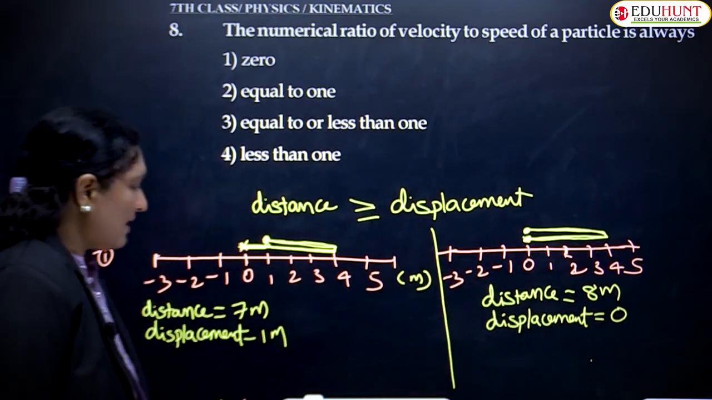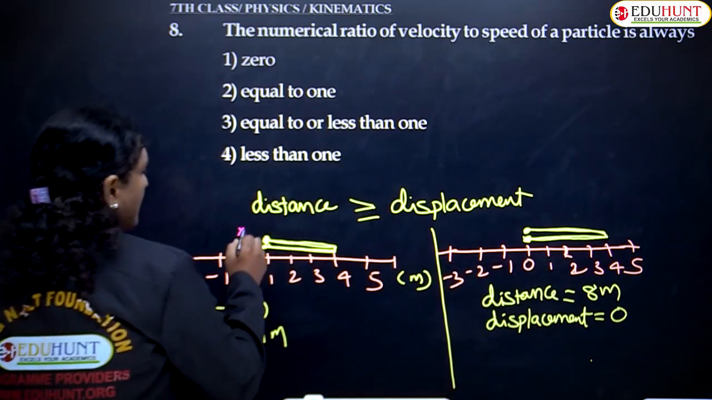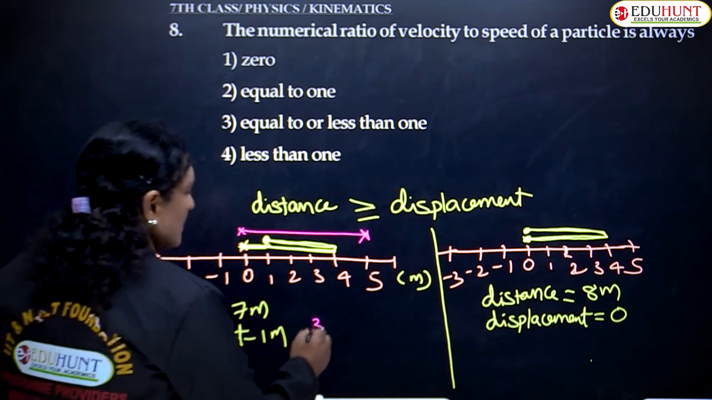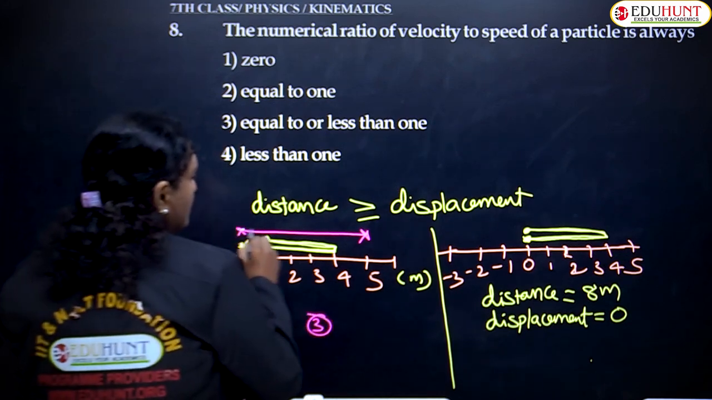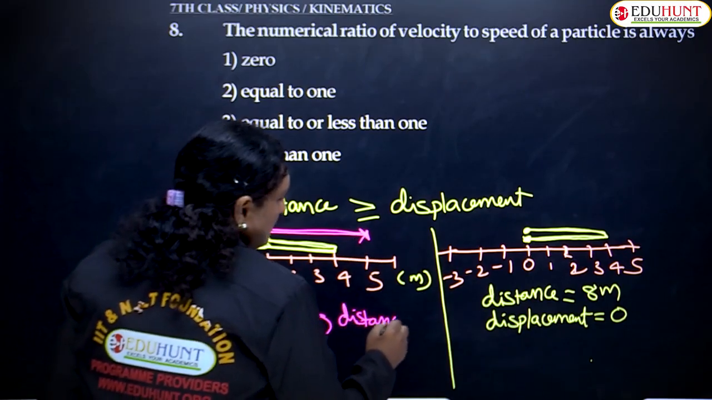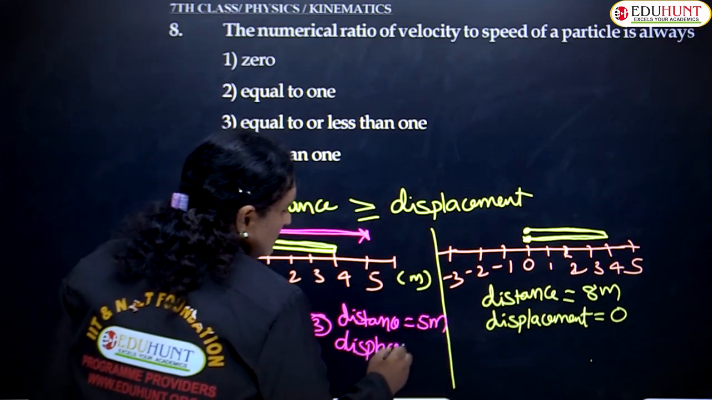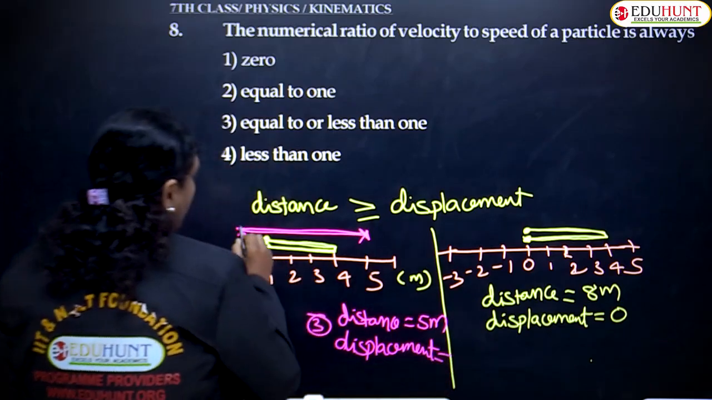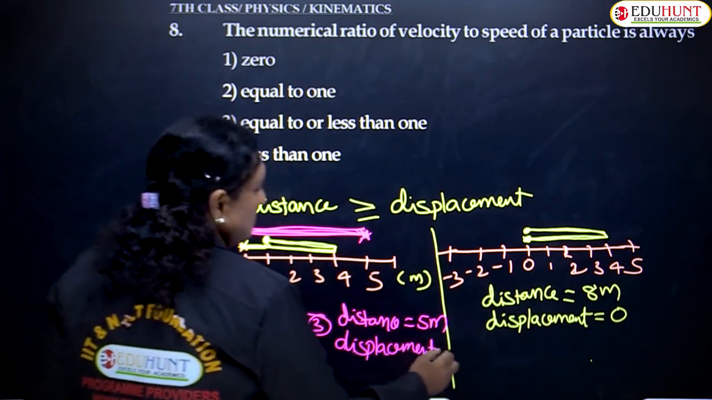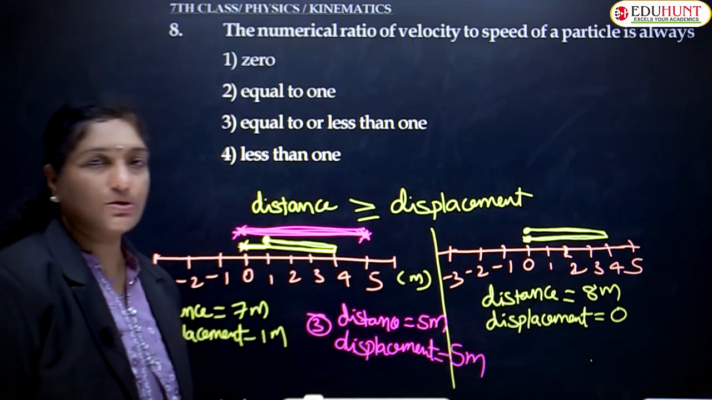One more example. The person has started his journey here and ended his journey here. In that case, case 3, if you observe, how much is the distance here to here? 5 meters. Distance was found to be 5 meters. Whereas how much is the displacement, children? Initial position and final position. The length between initial and final, how much is that? 5 meters. So if you observe, in this case, distance equals displacement.